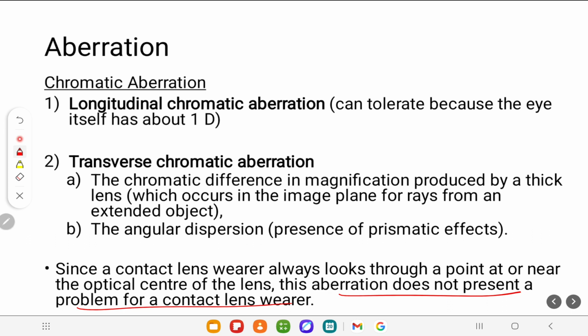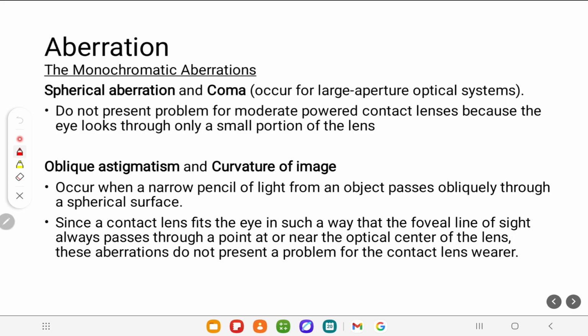They are not present with contact lenses because, most of the time, patients are looking through or nearby the optical center. Okay, that's a very important concept. The monocular aberrations are spherical and coma, so they do not present a problem for moderate contact lens. Oblique astigmatism and curvature of image occur when a narrow pencil of rays is involved, yes, definitely.